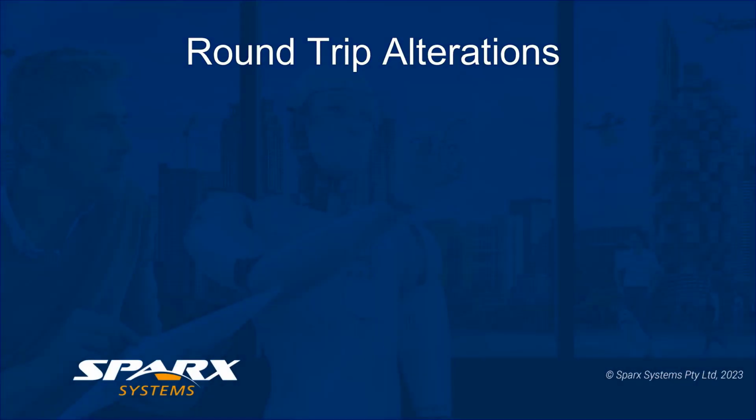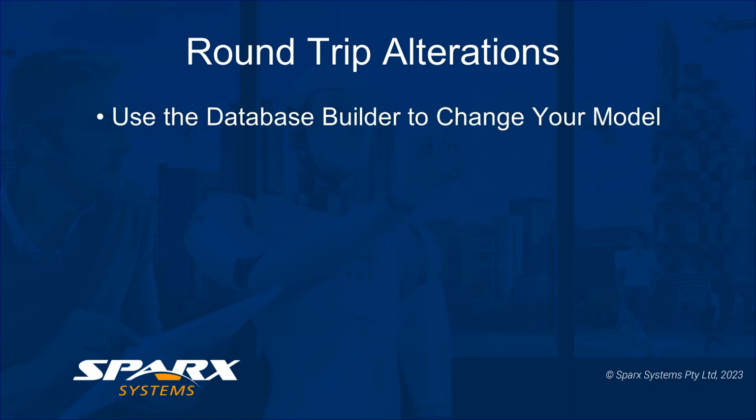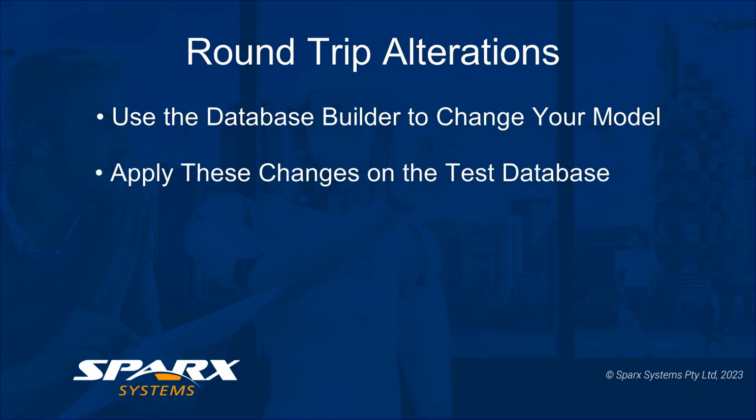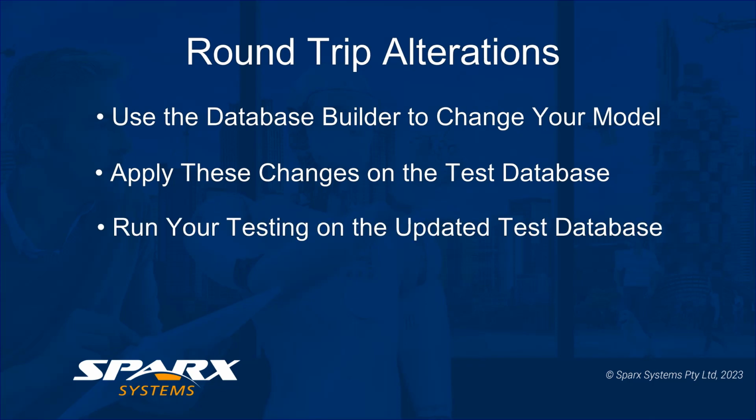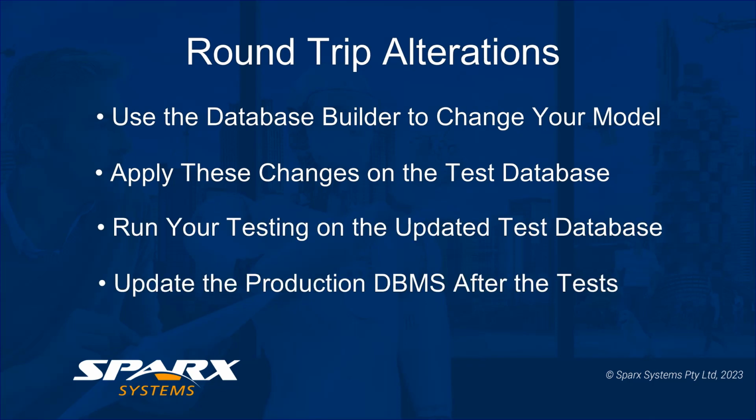A core feature of the Database Builder is its support for round-trip maintenance of the DBMS, with direct support for updating existing tables on the DBMS, as well as the option to query these from within Enterprise Architect. When maintaining a DBMS, a common scenario is to use the Database Builder to make changes to your development model, apply these changes on the latest test DBMS, run your testing with the sample test data, then update the production DBMS after passing the tests.